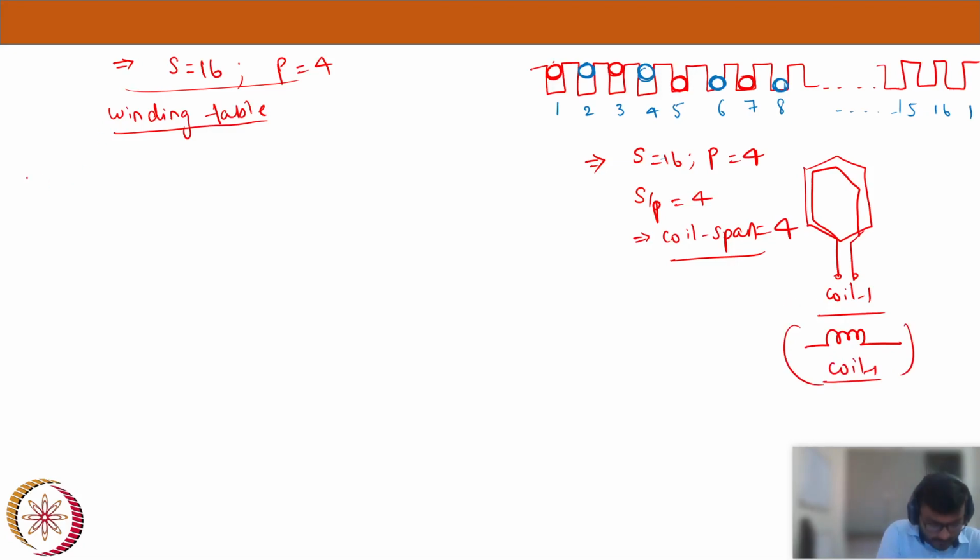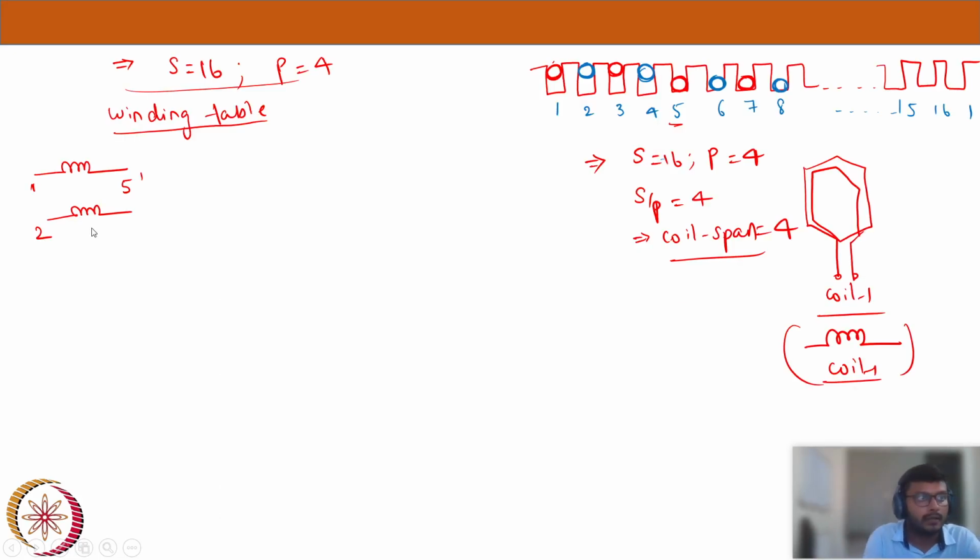Now see, this is my coil one. Coil one, I'm starting with where? I'm starting with one. So this is slot one, right? I started with slot one, and the return path is 5. So for the return path, I will mark it as 5 dash. Now coming to slot number 2, I started with 2.